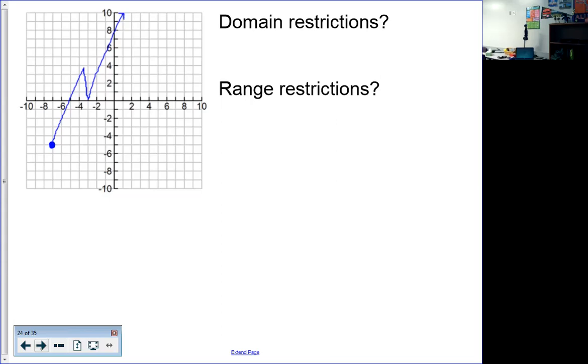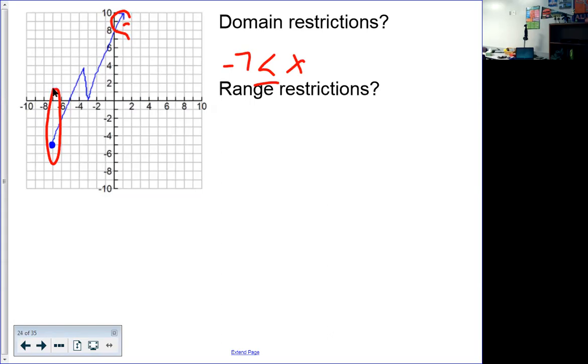All right, so my domain for this one, if I go to the left, I see my lowest x value is -7. If I go to the right, I see I have an arrow. An arrow tells me I'm not going to have a highest x value. And it is closed. That's why I am using less than or equal to.